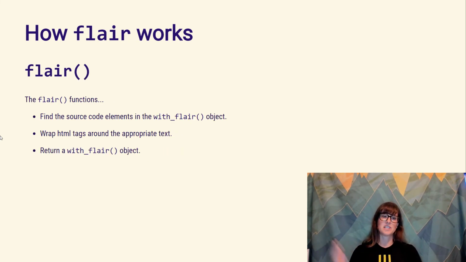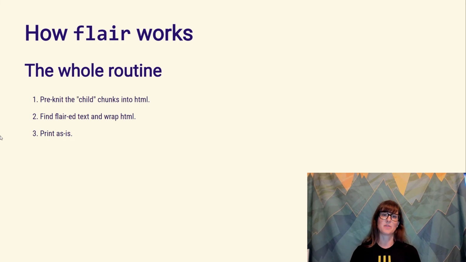And so finally the flair function takes this with_flair object you've just created, it knows where the source code is located, it searches through it based on what you've asked it to flair, it wraps HTML tags to give the appropriate formatting, and then it returns back also still a with_flair object. It preserves that class so that you can send it through that pipeline. And so basically the whole deal, all we're doing is we are pre-knitting all those child chunks, and then we are doing the flair process on each chunk, so we are adding the decoration. And then in the final knitting step, we're just asking it to knit that output as is because we've already pre-knitted it. So if you're still with me, let me tell you how you can help.